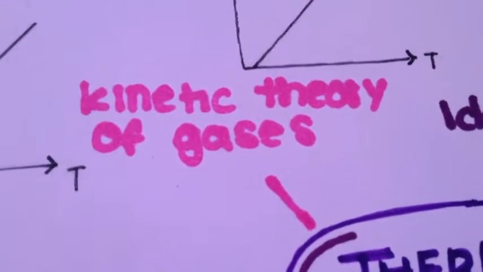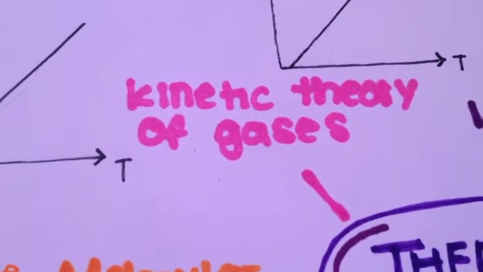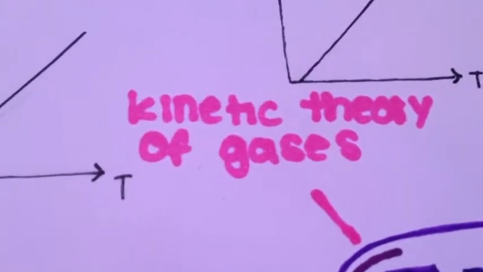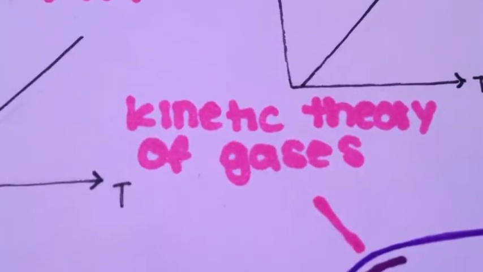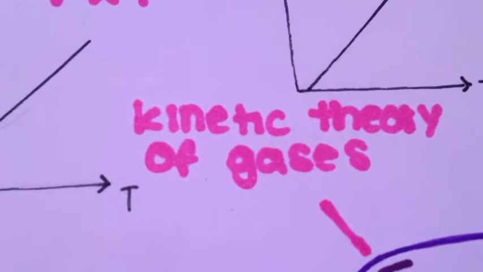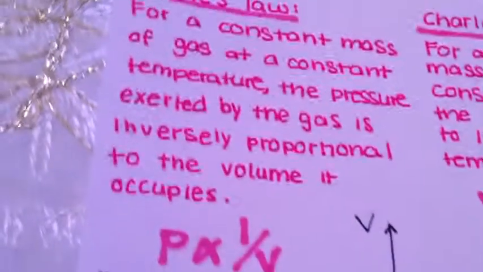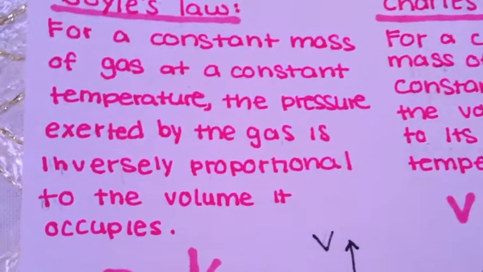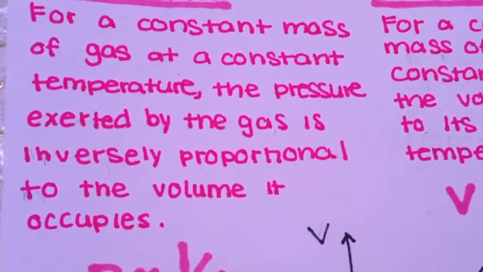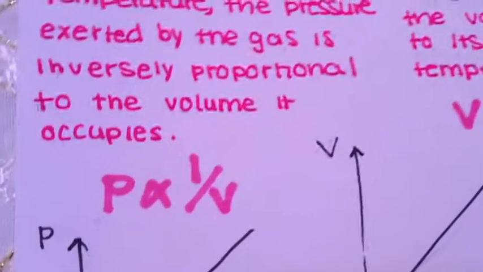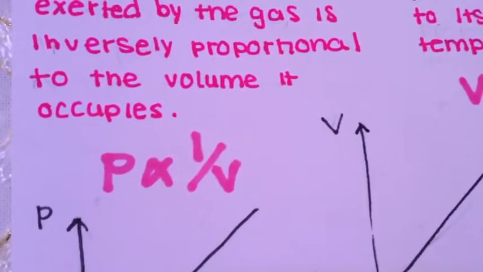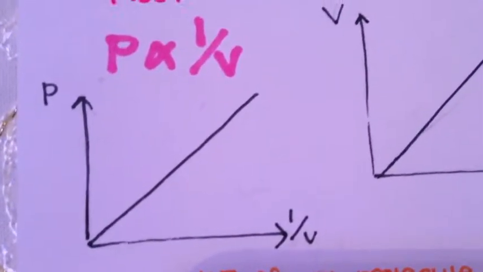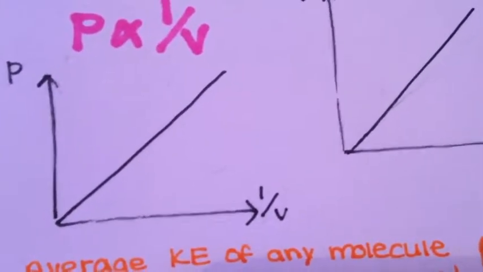Over the last 400 years, scientists investigating the physics of gases have determined a number of laws governing their behavior. The first of these was discovered by Robert Boyle, who was an Irish physicist, and this was known as Boyle's law, which states that for a constant mass of gas at a constant temperature, the pressure exerted by the gas is inversely proportional to the volume it occupies. So pressure is inversely proportional to the volume, and if this was put into a graph, it would look like this. So the higher the pressure, the smaller the volume.